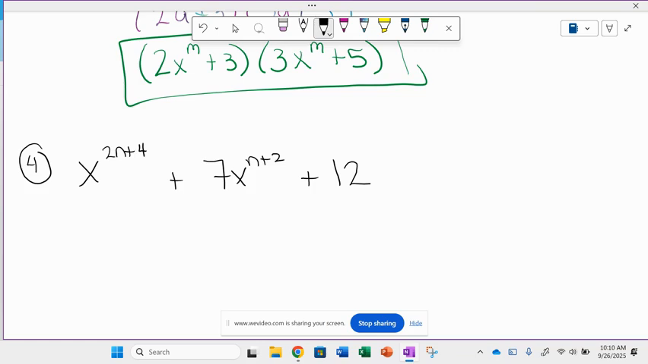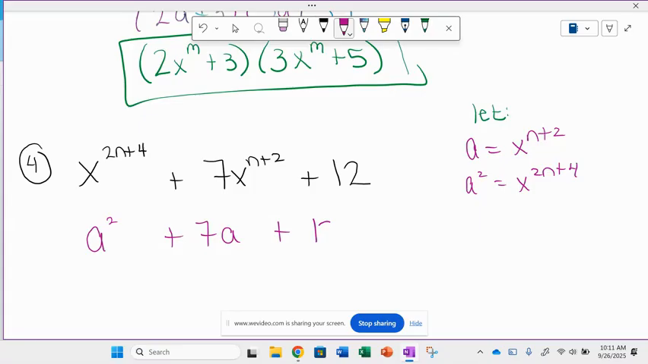How do I know that this is factorable? Charlie? Because the exponent of the first one is double the exponent of the second. Exactly. So I'm going to use substitution. We're going to let a equal x to the n plus 2, which means a squared is x to the 2n plus 4. So we have a squared plus 7a plus 12.